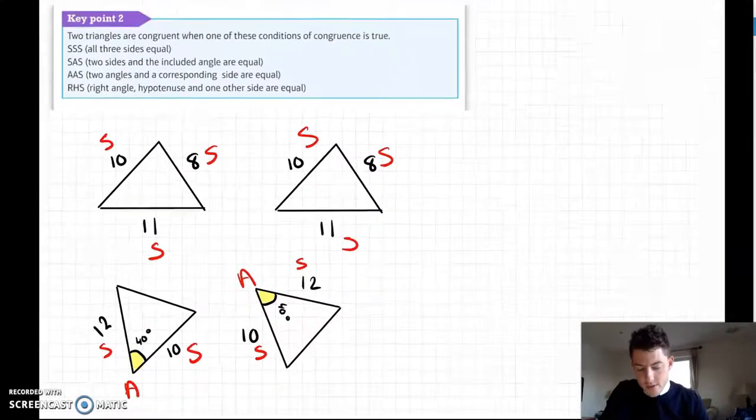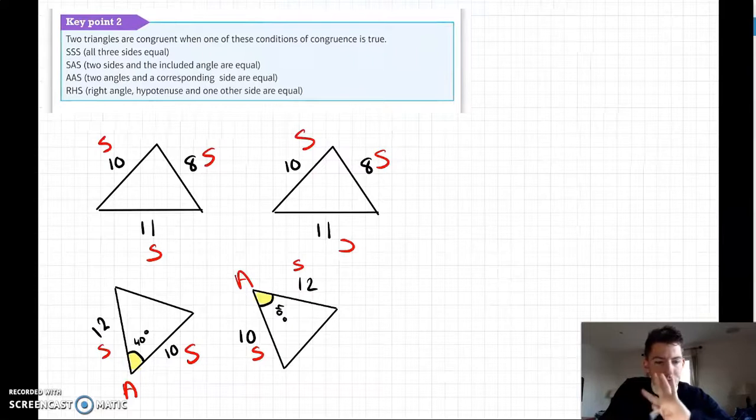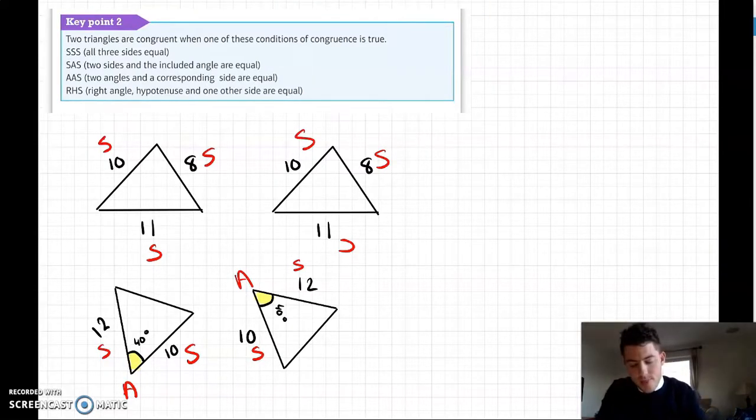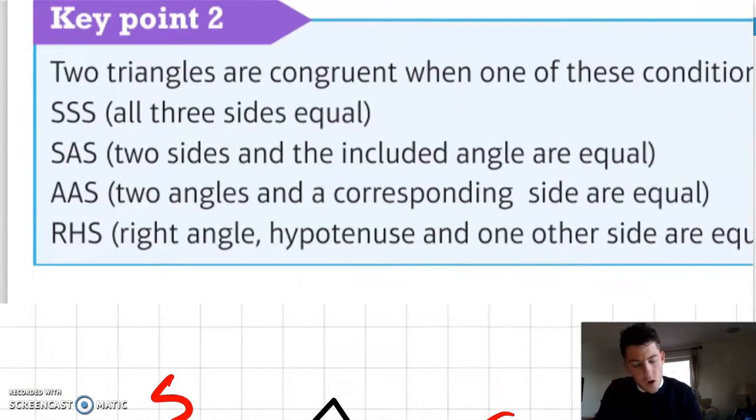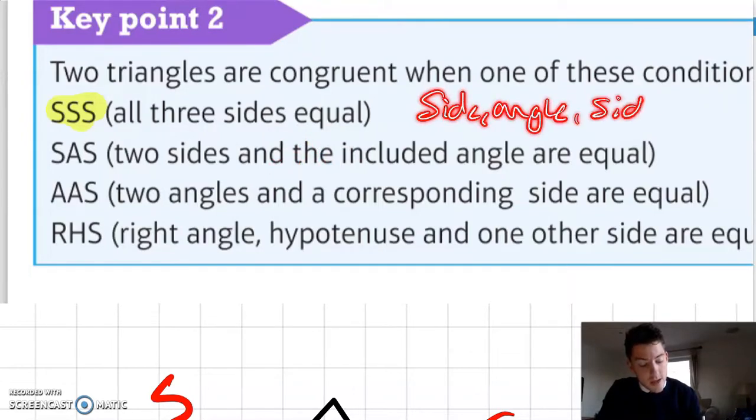So here's another example. There are 4 rules you need for identical triangles. They have to have all sides equal. We call this SSS, side, side, side. SAS is side, angle, side. And I'll show you some examples after.